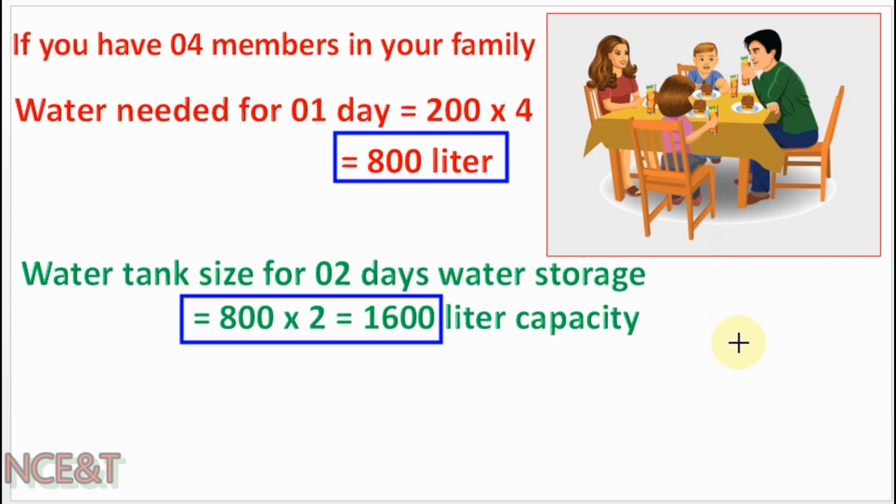So 4 members will use 800 liters of water in a day, and normally we select the water tank size to have water for a minimum of 2 days. So 800 into 2 equals 1600 liter capacity. So the nearest water tank size will be 2000 liter. So we will select a water tank of 2000 liter for this family.